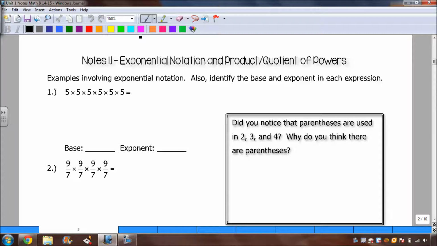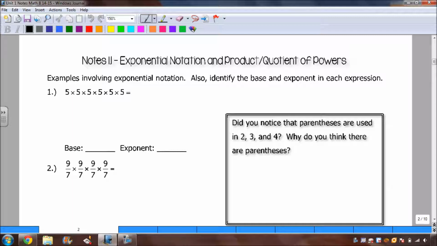Okay, today's lesson has several topics on it, so make sure you're completely with me and make sure you are understanding what it is that you are watching so that way you can do the assignment next time you have me in class. So we're going to be talking about exponential notation and the product and the quotient of powers. So if you look below, we have some examples including exponential notation.